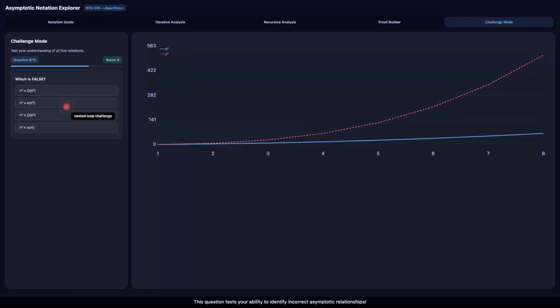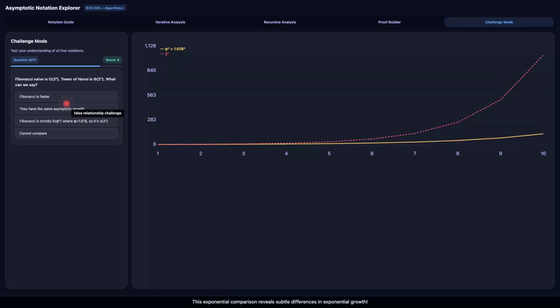This question tests your ability to identify incorrect asymptotic relationships. n² equals O of n³ is true because n² grows no faster than n³. n equals o of n³ is true because n grows strictly slower than n³. n² equals ω of n is true because n² grows strictly faster than n. But n² equals Θ of n is false. The ratio n over n² approaches 0, proving n equals o(n²), which contradicts n equals Ω(n²).